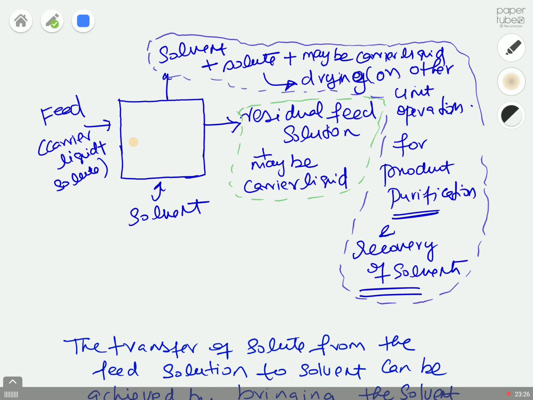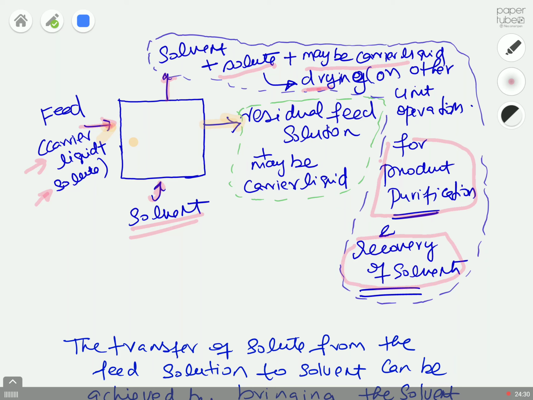The solvent is going to take most of your solute, and then you take the solvent out that contains a lot of solute and maybe a bit of carrier liquid. Then we can separate them using a drying technique or a distillation technique, or we might even go for further product purification, and then we might even go for recovery of solvents. Here comes distillation and other processes that we are going to discuss later.